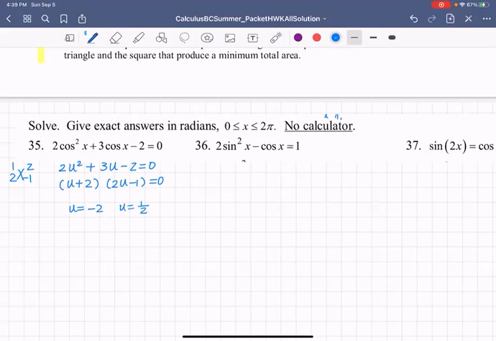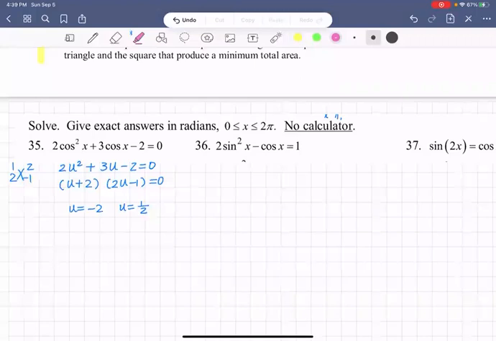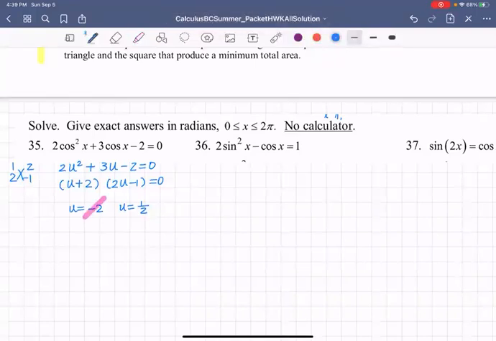But cosine x couldn't equal -2, right? Yeah, so cosine is equal to 1/2. So x is pi over 3, and then also 5 pi over 3. Very good. Excellent. This is really good.